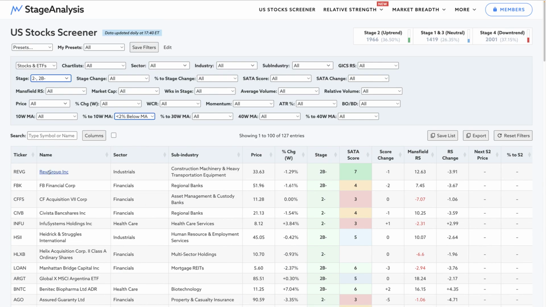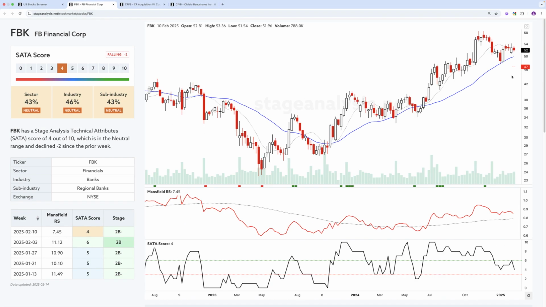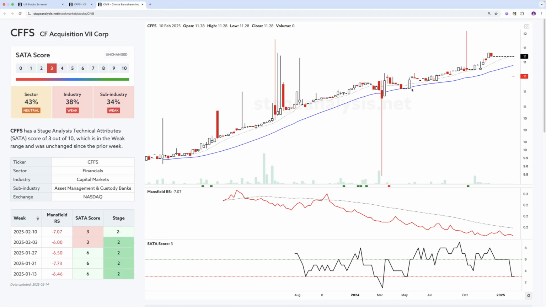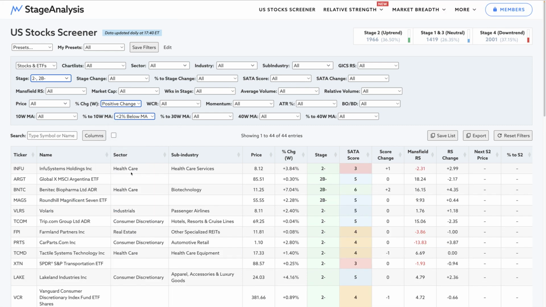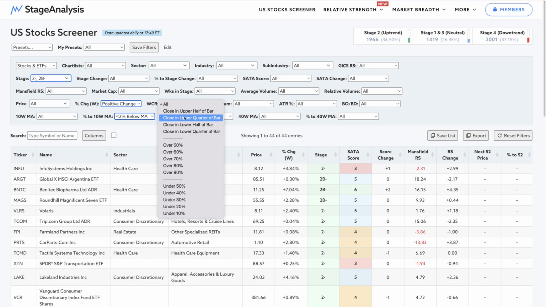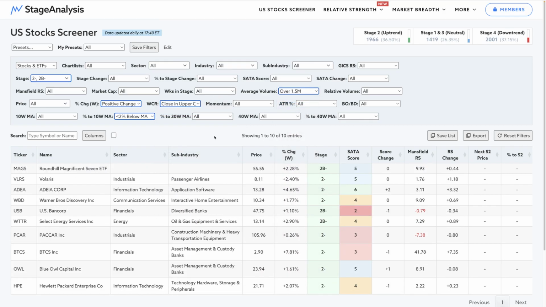So if I just click into a couple of these, for example, you can see how tight that is to the moving average. So these are above, so that was positive, they're negative changes. Let's change that to positive change, for example, let's give it a close in the upper quarter of the bar, let's give it some decent average volume. So again, these are the quality filters you want to obviously start to use.